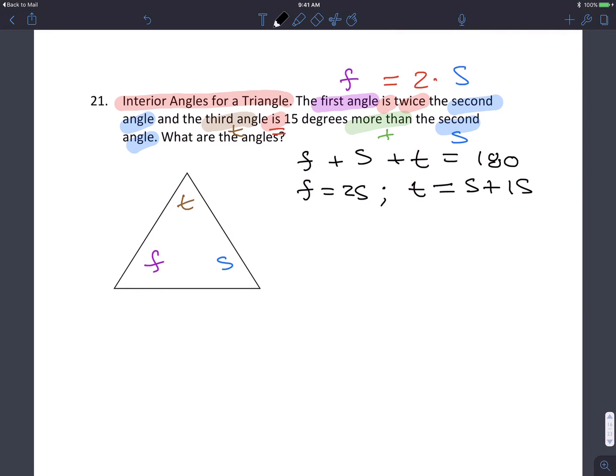And so this is what we're going to do. We're going to substitute, and notice what happens here. F is 2S, so I'm going to color that purple again. See, this F is 2S. I hate when I do that.